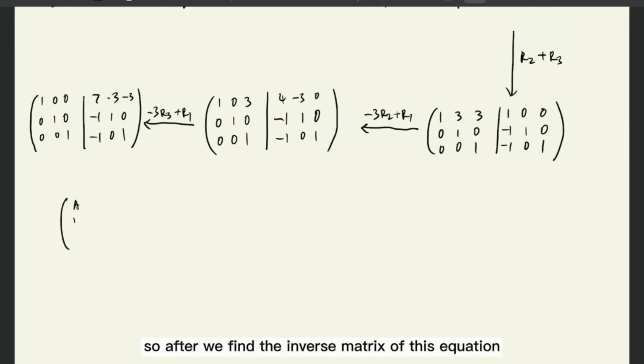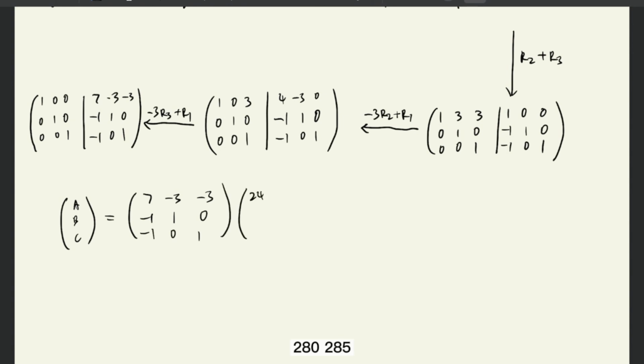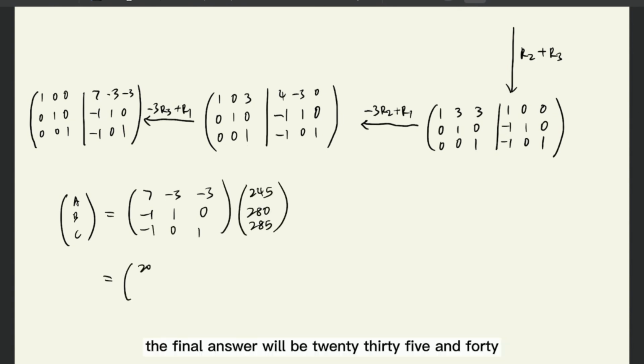So after we find the inverse matrix of this equation, we're going to times it with 245, 280, and 285. The final answer will be 20, 35, and 40.